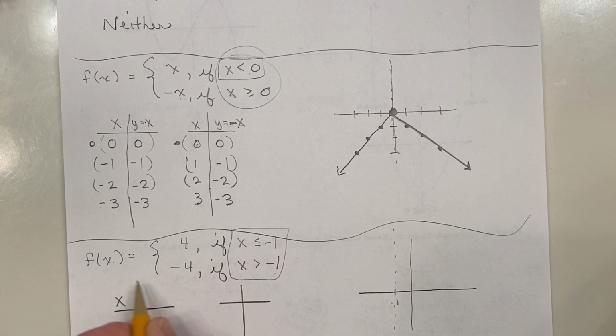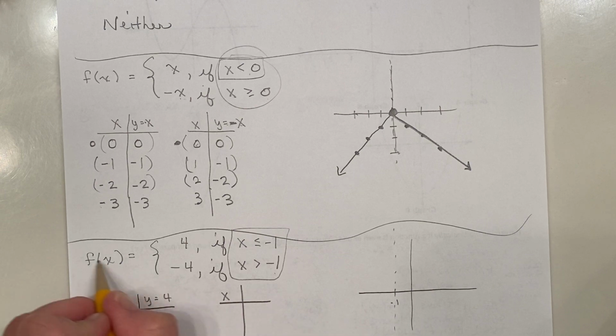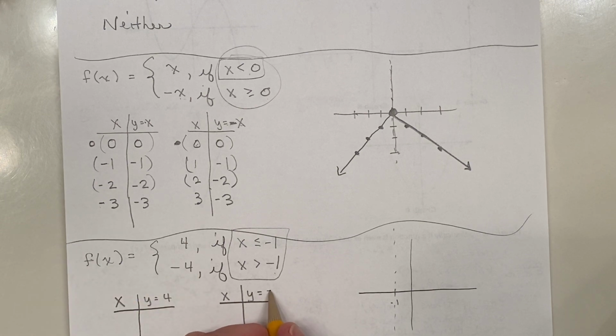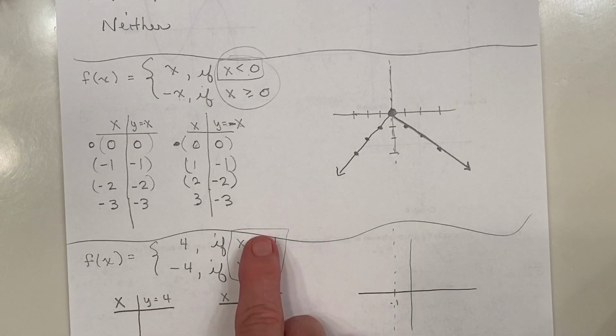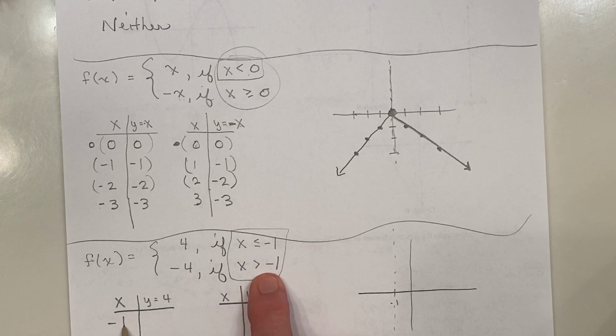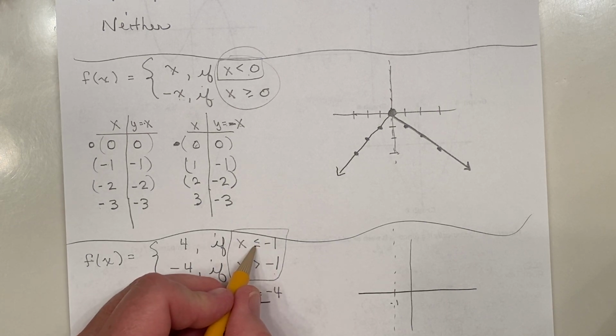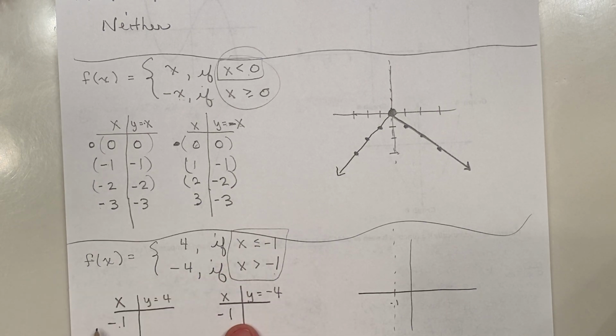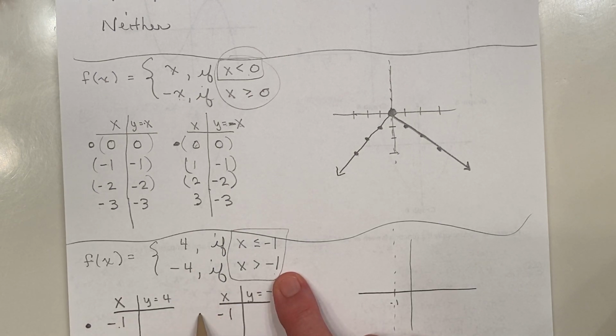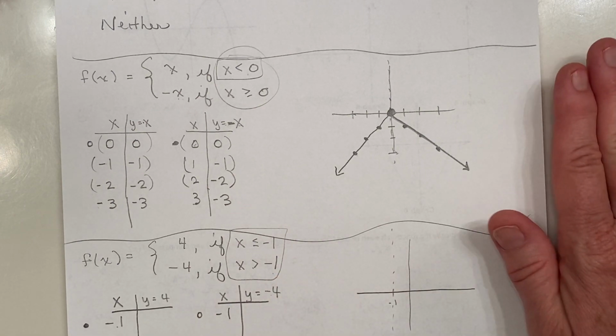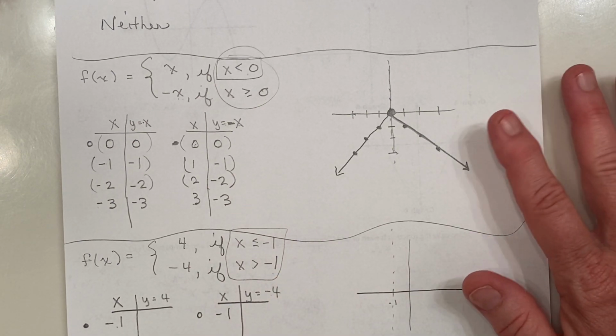Okay, how many t-charts? 2. This is x, this is y equals the top piece, this is x again, and then y equals the bottom piece. The x value of the break occurs at negative 1, so I'd put negative 1 as my first x coordinate in both t-charts. Okay, for the top piece, I can include the negative 1, so I'm going to put a little closed circle here. But in the second piece of negative 4, I don't want to include the negative 1, so just a reminder that I have to put in an open circle there.